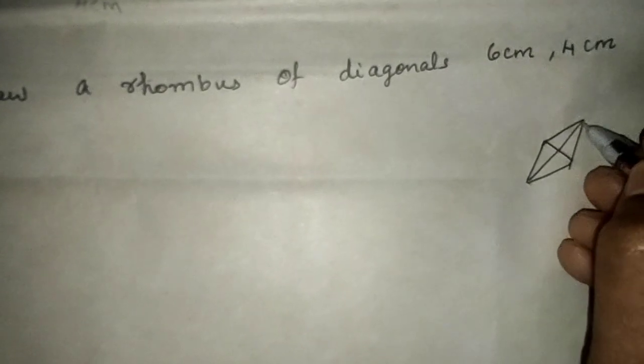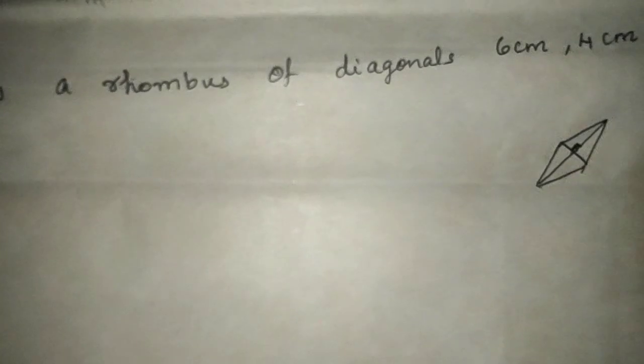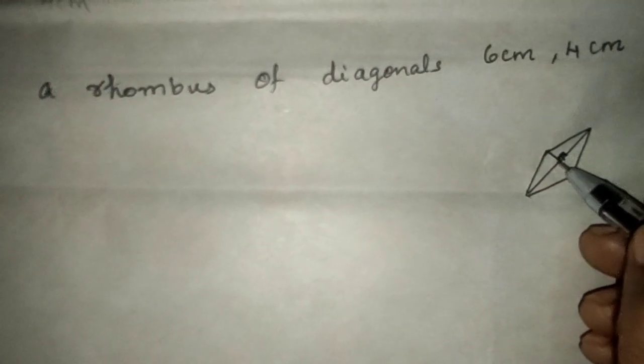Okay, our next type is draw a rhombus of diagonals 6 centimeter and 4 centimeter. So here we have diagonals. What are the specialities of diagonal of a rhombus? We know that the diagonals are perpendicular bisectors of each other. Okay, perpendicular bisectors of each other. That means the angle between the diagonal is equal to 90 degree.